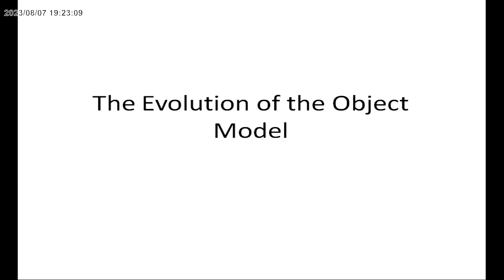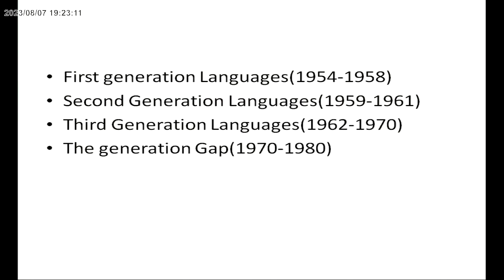The evolution of the object model. First generation languages: the time period is 1954 to 1958. Next one, second generation languages: the time period is 1959 to 1961. Third one is third generation languages: the time period is 1962 to 1970. Next one, the generation gap, 1970 to 1980.